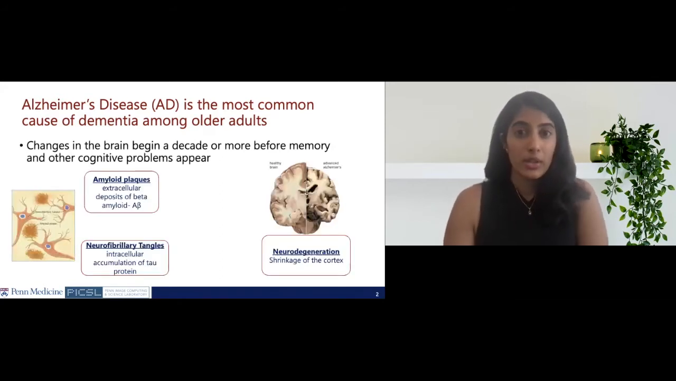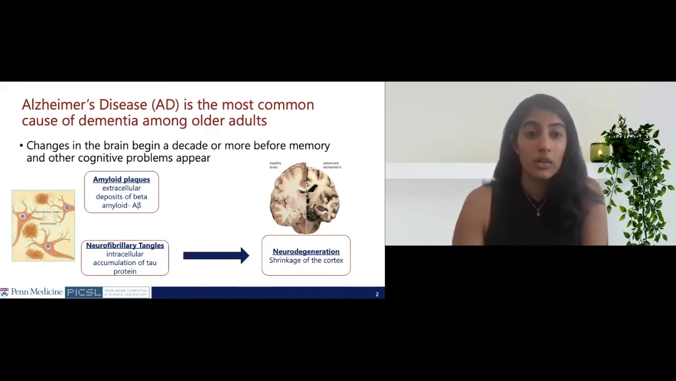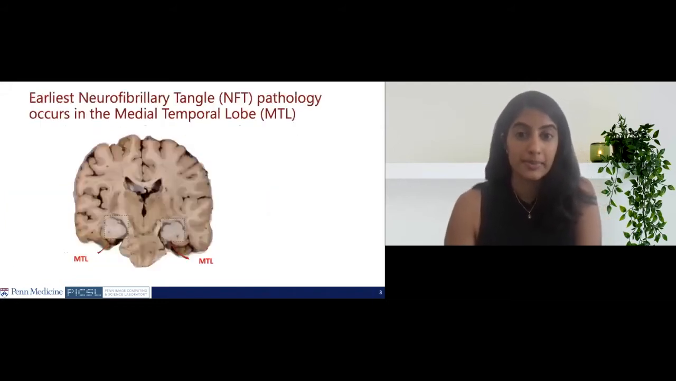There are 3 pathological hallmarks of Alzheimer's disease: amyloid plaques, which are extracellular deposits of beta amyloid; neurofibrillary tangles, which are the intracellular accumulation of tau protein; and neurodegeneration. Studies have shown that the accumulation of NFTs in particular is strongly correlated with neurodegeneration.